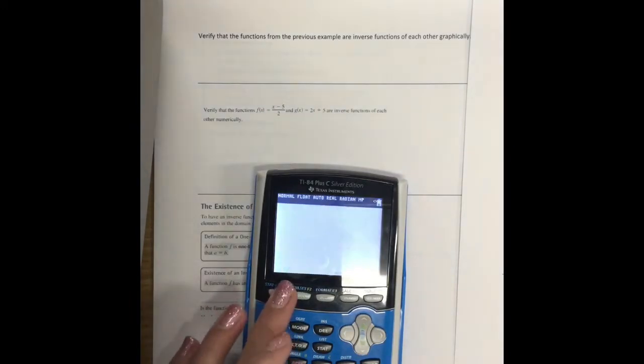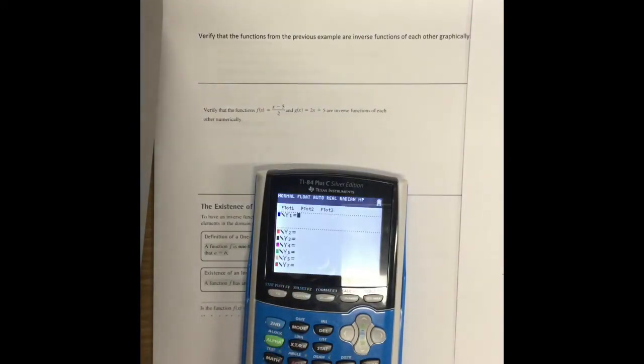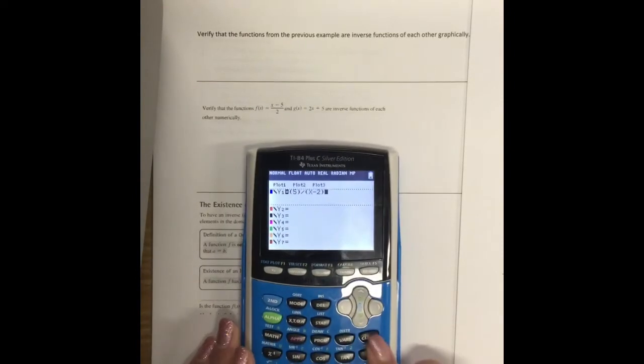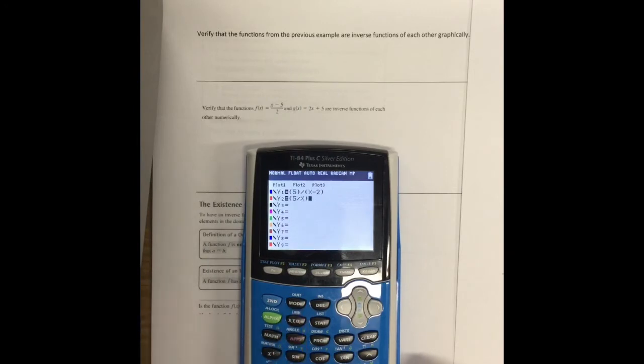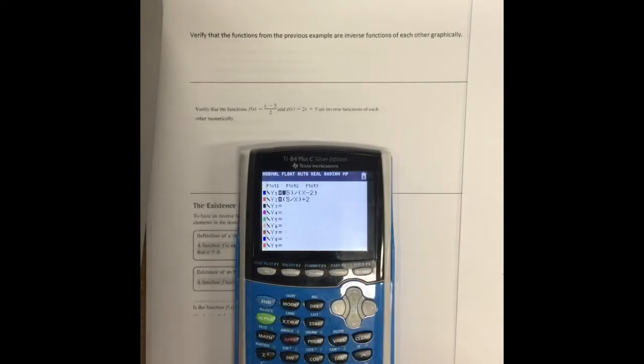So we're going to plug in our previous inverses, which was the original function was 5 divided by x minus 2. I'm putting parentheses in just to keep the numerator and the denominator separate. And then our inverse was 5 over x plus 2. All right, so when we go to graph these, you can plug them in and graph them. This is just my normal zoom window here. So that's the original function, and then this is my inverse function.